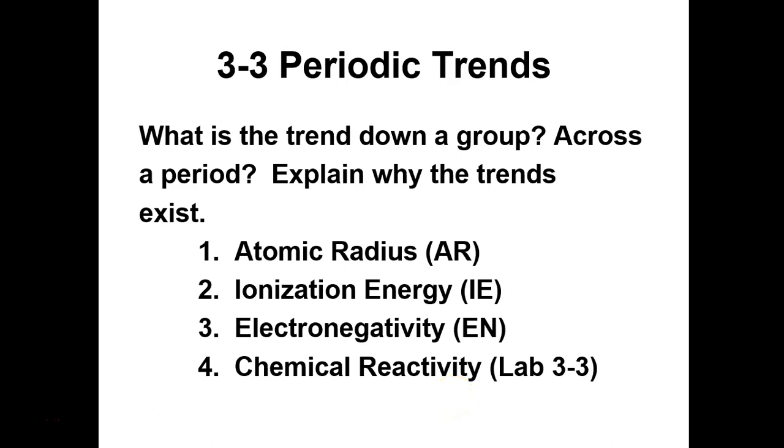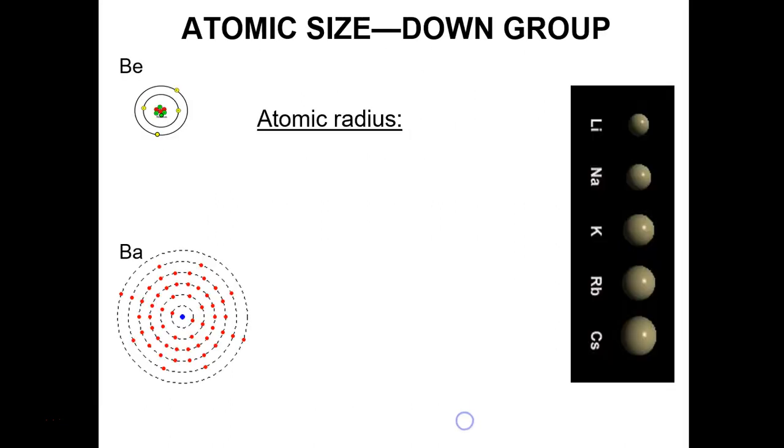Okay, it's time for discussion 3.3, trends in the periodic table. So we're going to look at trends in 4 different properties: atomic radius, ionization energy, electronegativity, and chemical reactivity, which we looked at in lab 3.3. Okay, so first, atomic radius.